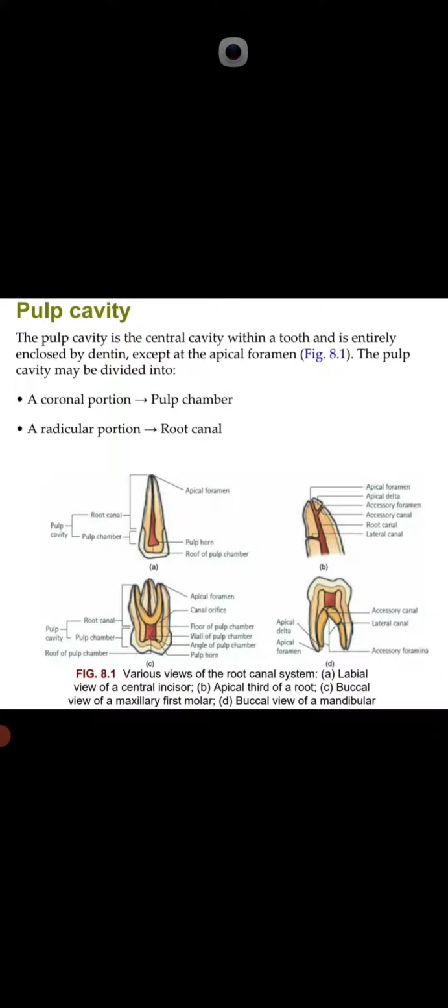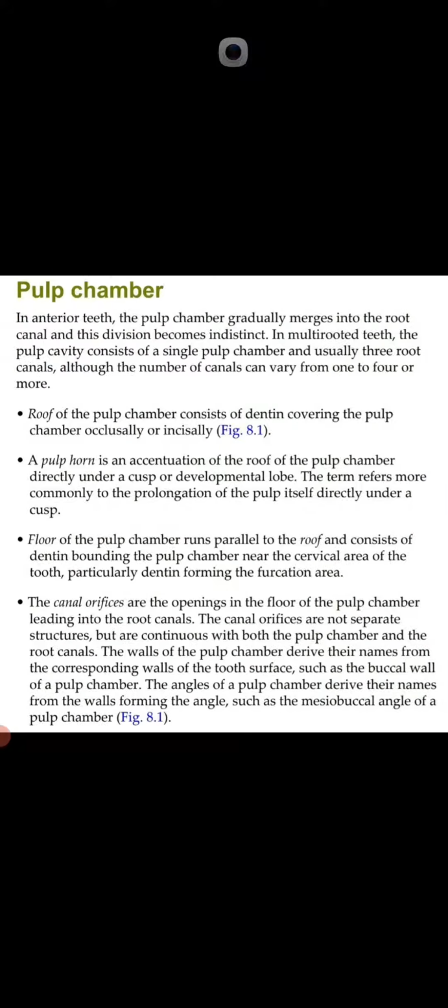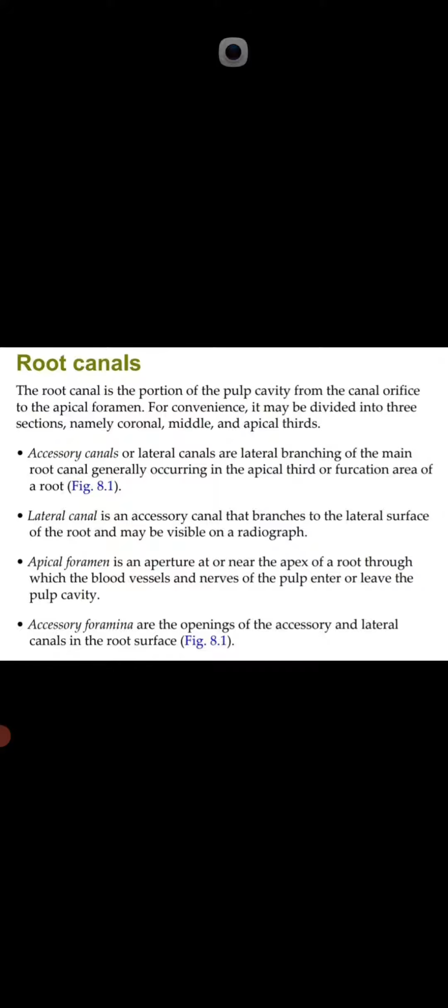Now come to the root canals. These are the root canals. Mean root canals are the part of the pulp cavity which is present in the root portion, in the radicular portion, and root canal is the pulp. How do we define the root canal? The root canal is a portion of the pulp cavity from the canal orifice to the apical foramen.